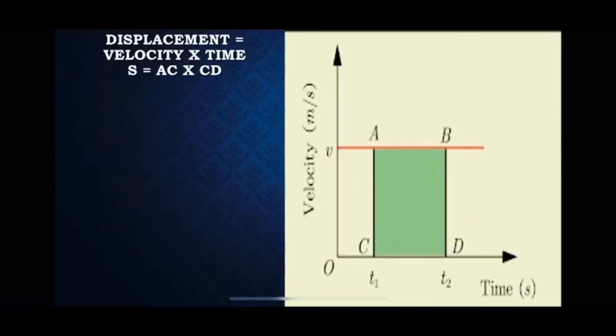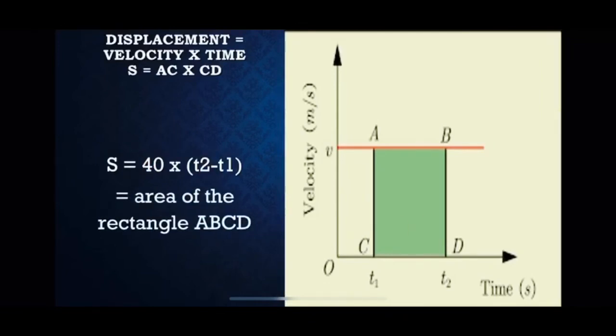Now we already said that the car is moving with a constant velocity of 40 km per hour. So instead of AC we can write 40, into the time, T2 minus T1. So what is that? That is the area of this rectangle ABCD.